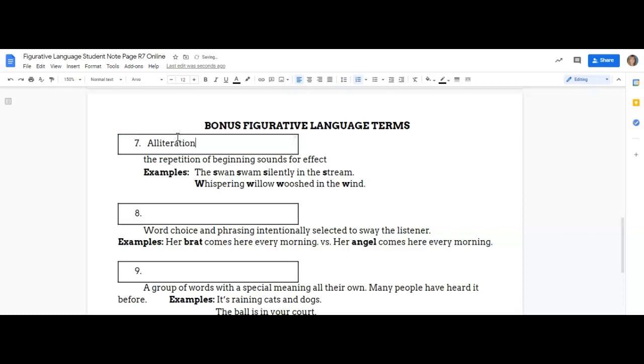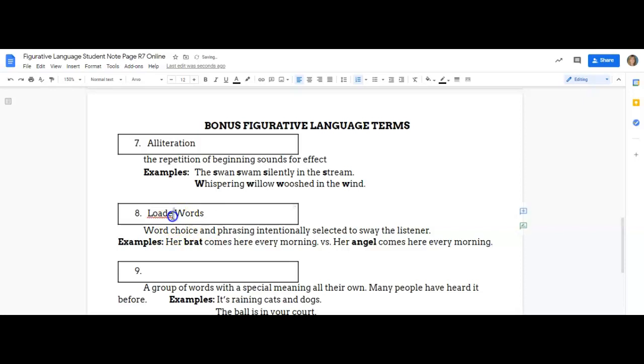This is the repetition of the beginning sounds for effect. Many tongue twisters use alliteration. There's a couple of examples. The swan swam silently in the stream, or whispering willow whooshed in the wind. You might have a few filler words that don't start with the same letter, but overall they start with the same letter. The next one is loaded words.